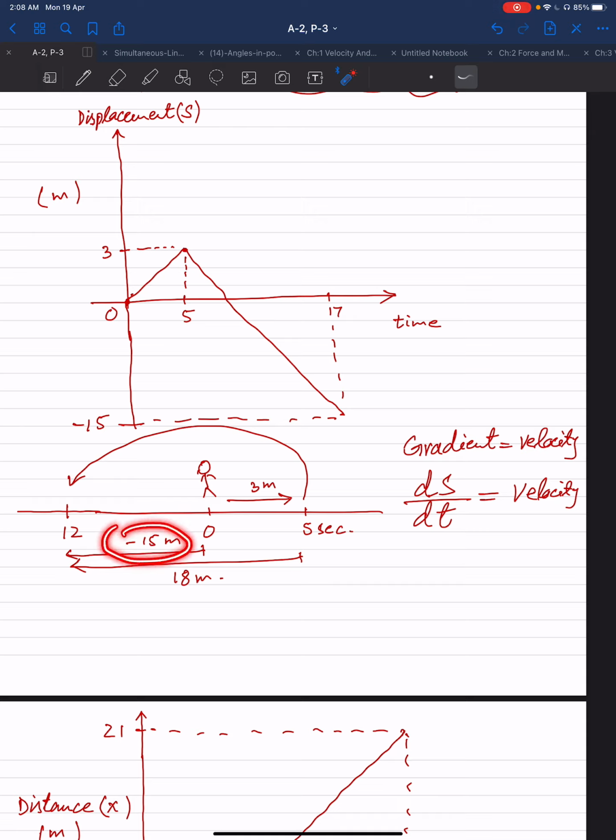minus 15 meters. Okay, inshallah, in the next video, we'll discuss speed and velocity and some other topics.